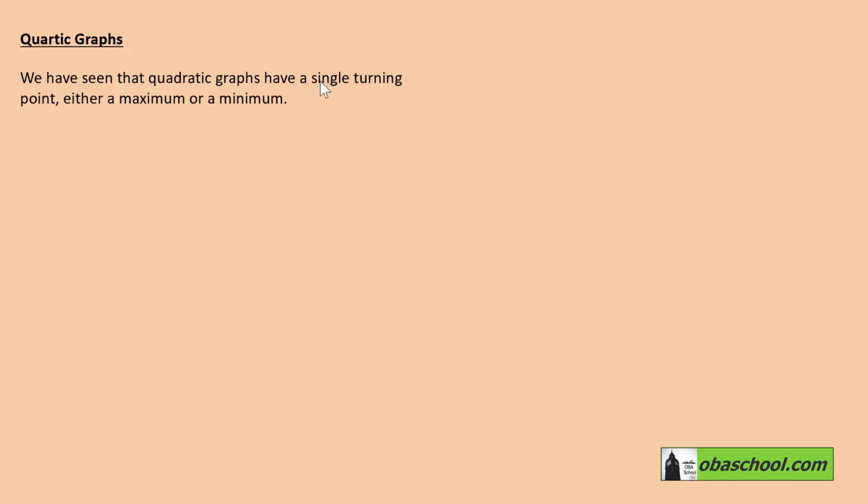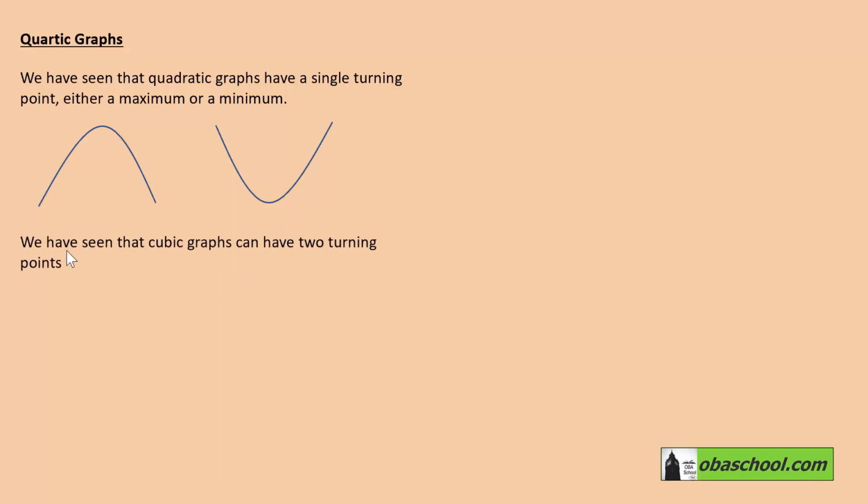Quartic graphs. We have seen that quadratic graphs have a single turning point, either a maximum or a minimum. So this one has a maximum and this one has a minimum. We have seen that cubic graphs can have two turning points. So they may look like this. It may go the other way.